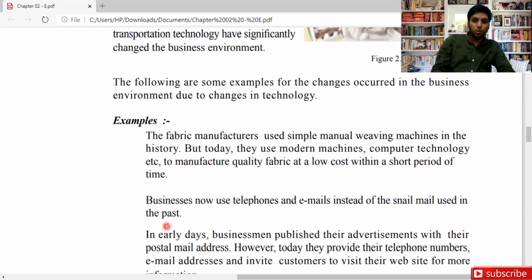Today it has gone to a different level and moved on to a different part. So the technological environment is very important, because when you are changing from a button system to a touch system, the business also should change in that way.